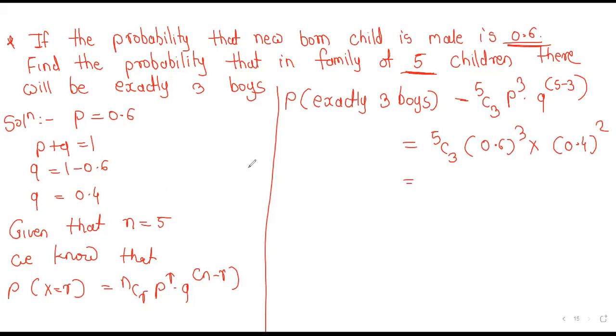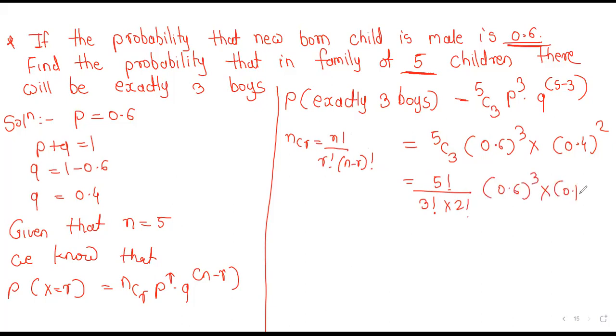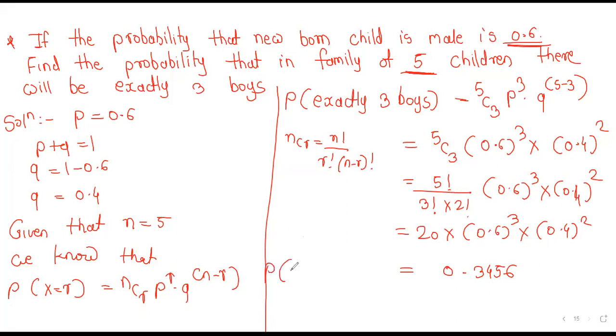Now 5C3 काय असणार आहे, NCR काय असणार आहे, n factorial divided by r factorial into n minus r factorial. So 5 factorial divided by 3 factorial into 2 factorial into 0.6 raised to 3 into 0.4 raised to 2. So which is equal to 20 into 0.6 raised to 3 into 0.4 raised to 2. So 0.3456. The probability of having exactly 3 boys in the family of 5 children is 0.3456. Okay, write down.